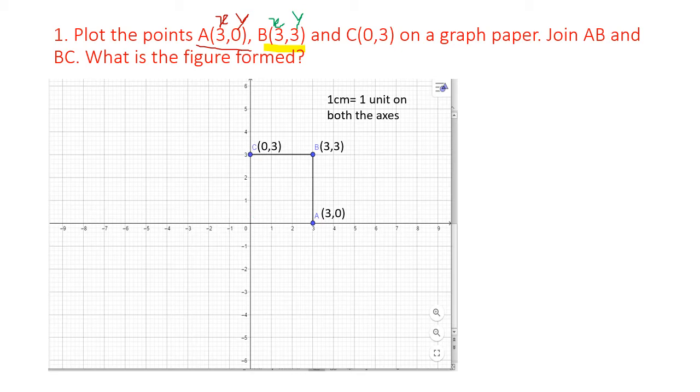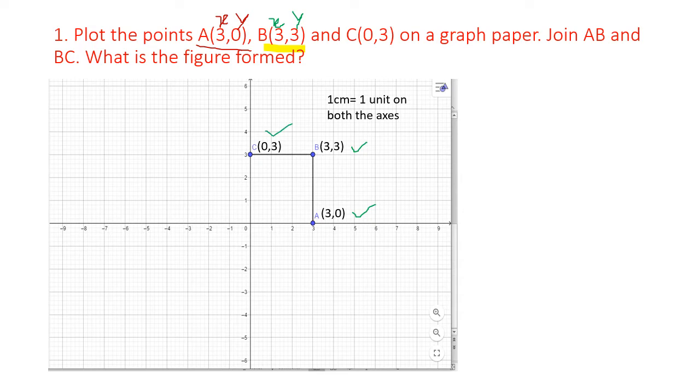So once we get these 3 points, we are supposed to join AB and BC. But before that, once you plot these points, children, you are supposed to name the points immediately. For example, here I have named it as point A(3, 0). Similarly, here I have named it as point B. You have to name it by a letter, and also you have to mention the coordinates, x coordinate and y coordinate inside the brackets, and they will be separated by a comma, which is very important. And point C, which is (0, 3).